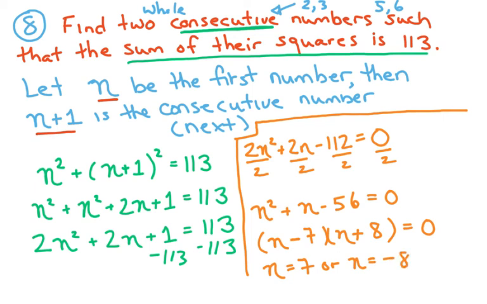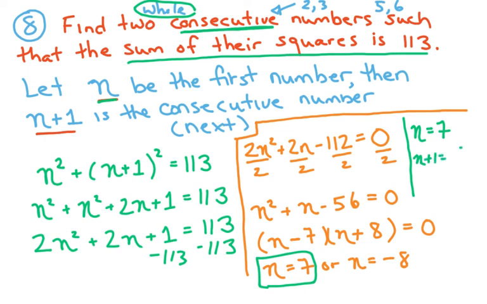Now, here's a slight hiccup. Which one of these is the answer? Well, we want a whole number. So this is the whole number. So that's n. So what is n plus 1? N equals 7, and n plus 1 equals 8. So my two numbers are 7 and 8. And if you square those and check, that would be 49 plus 64, and that does equal 113.